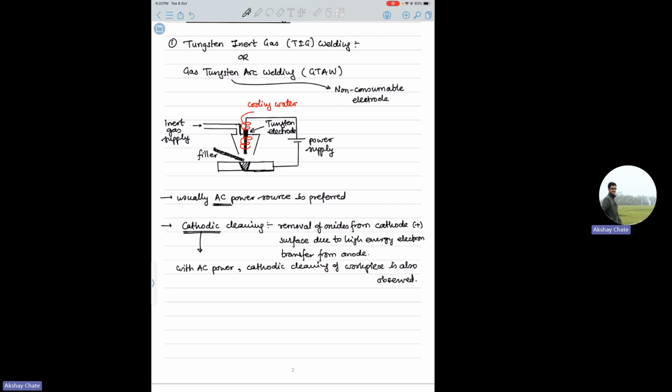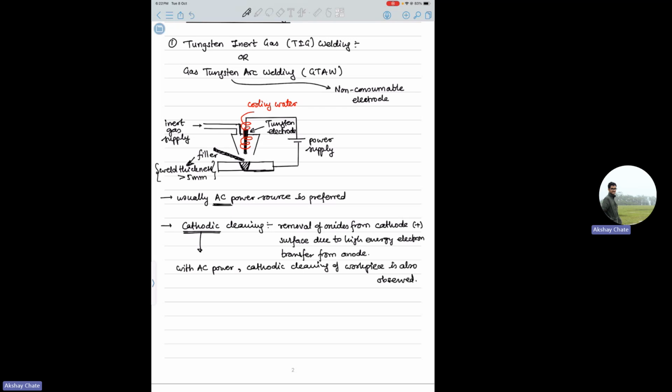Okay, so this filler material is not always used, as I said earlier. So if the weld thickness is greater than 5 mm, you need to use fillers. Otherwise, you just do the welding without fillers also.